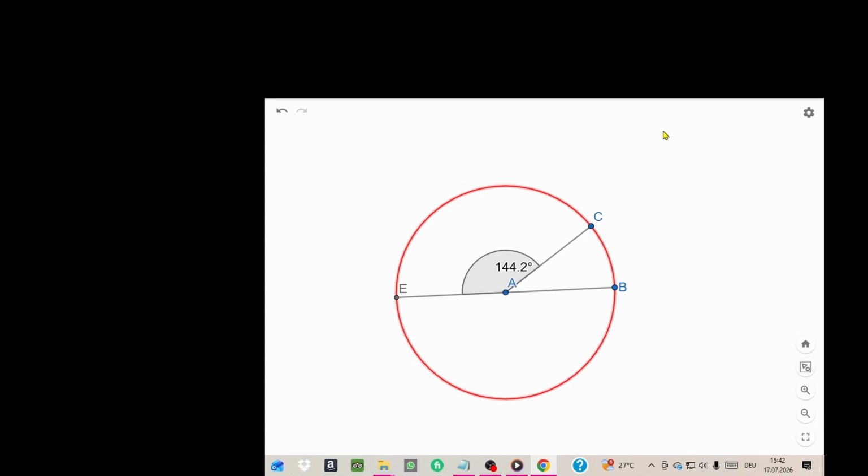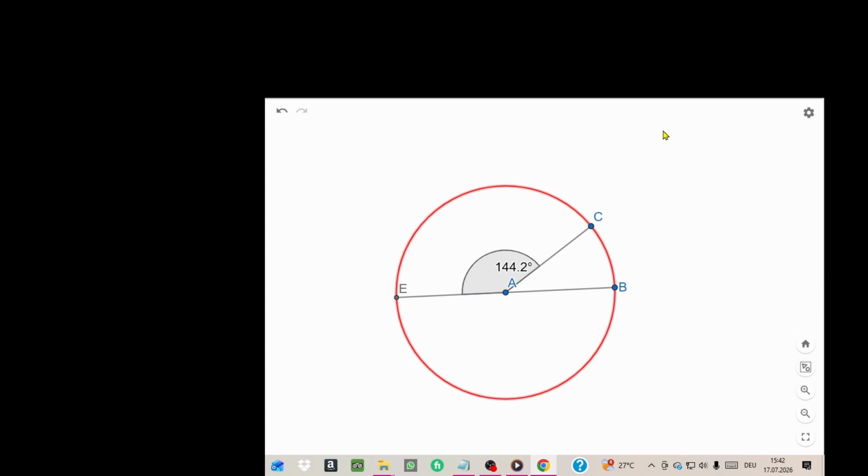Now let us see why we say that the angle of a straight line is 180 degrees. At the beginning of this video, we mentioned that at the end we would show a simple way to understand why the angle of a straight line is 180 degrees.